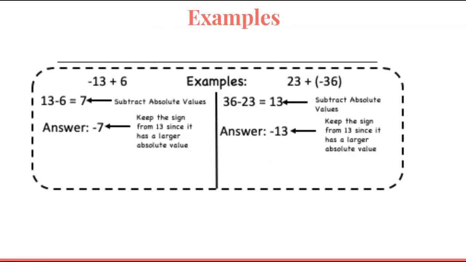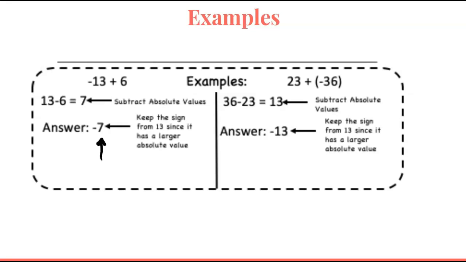In the first one, we have negative 13 plus a positive 6. Different signs, a negative 13 and a positive 6. First thing we do is subtract the absolute values. I do 13 minus 6, which gives me 7. Since 13 is a larger absolute value, I keep whatever sign 13 had in the original problem. The 13 in the original problem had a negative sign. So instead of being 7, my answer is negative 7.